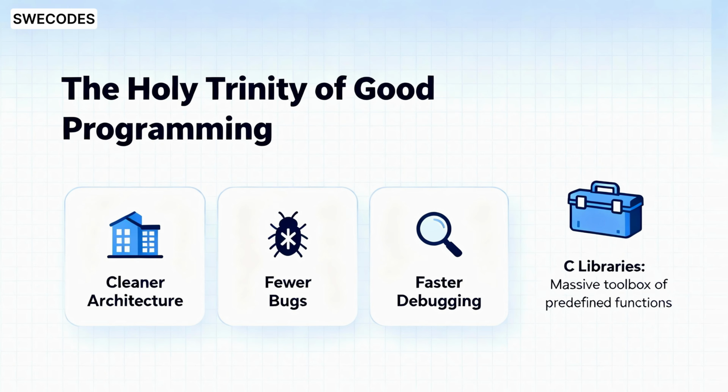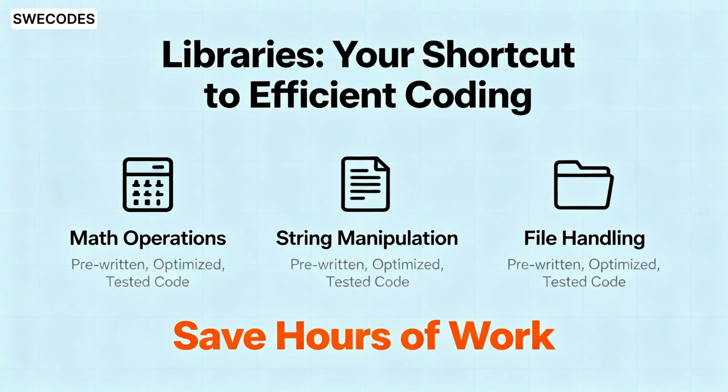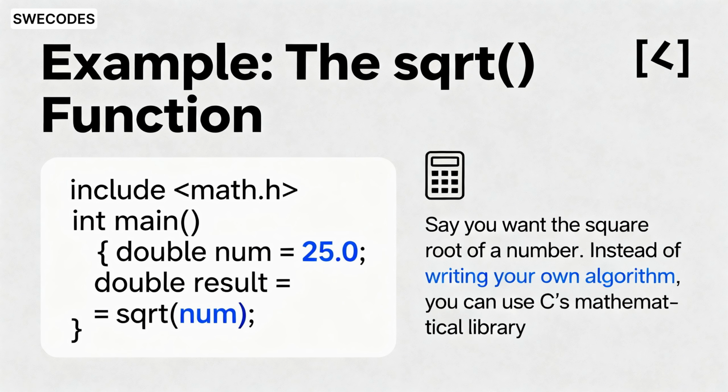Now, you don't have to reinvent the wheel. C comes with a massive toolbox of predefined functions, known as C libraries. Need to do math, string operations, or file handling? There's probably a library for that. By tapping into these, you save hours of work, because someone's already written, optimized, and tested that code for you. Let's take a look at one in action.